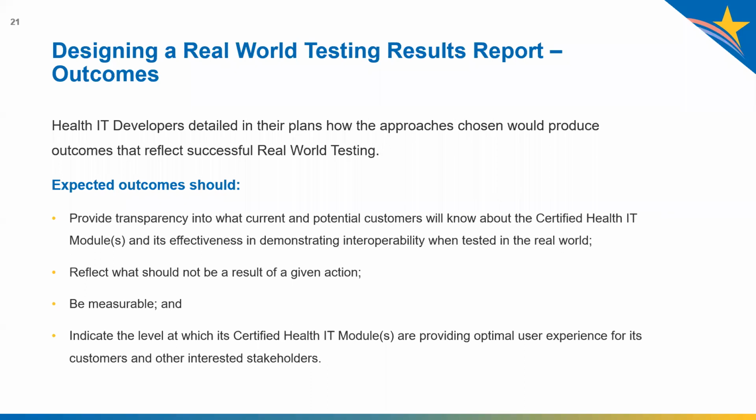It's just to say your expected outcomes were based on what you saw as successful real world testing for your specific module. And so for the outcomes that you actually received, you want to speak to how those related back to your expected outcomes and how they demonstrate successful real world testing. Whether they're different, the same, or whatever have you, you want to make sure you describe how those outcomes from your real world testing demonstrate successful real world testing.